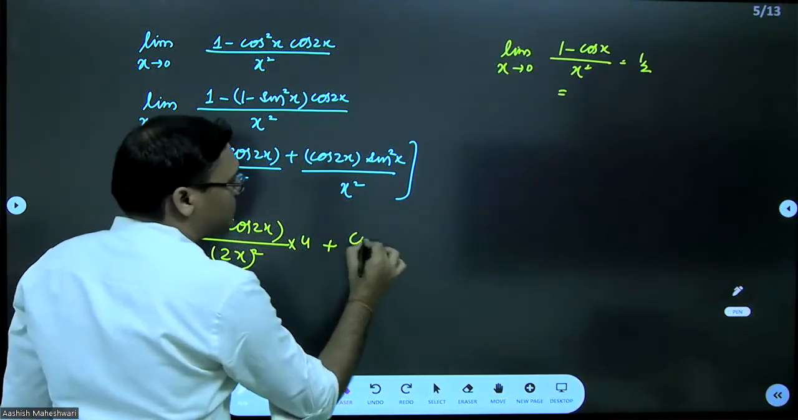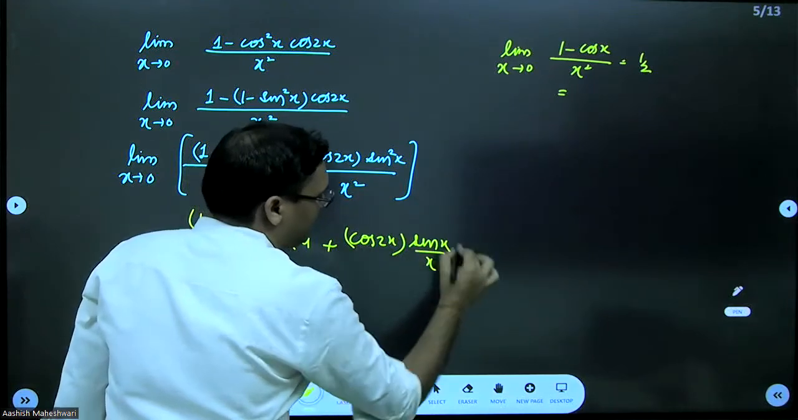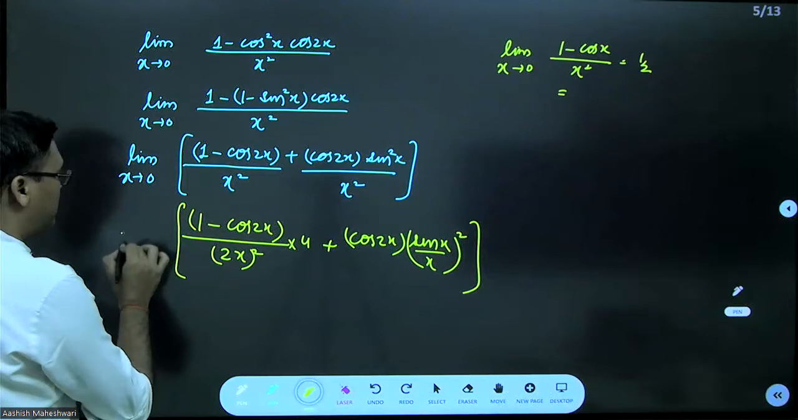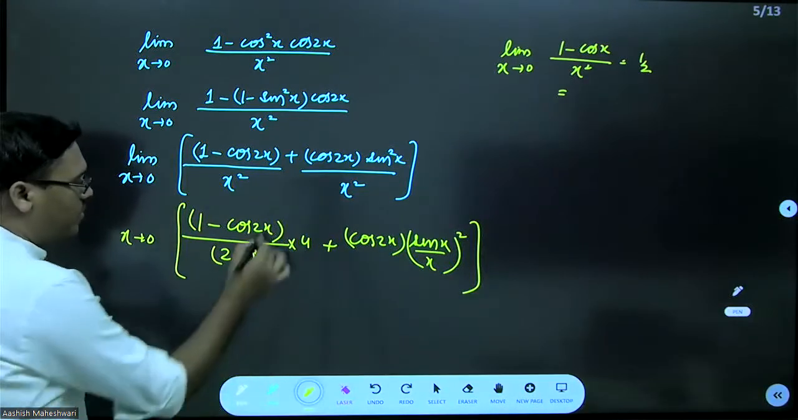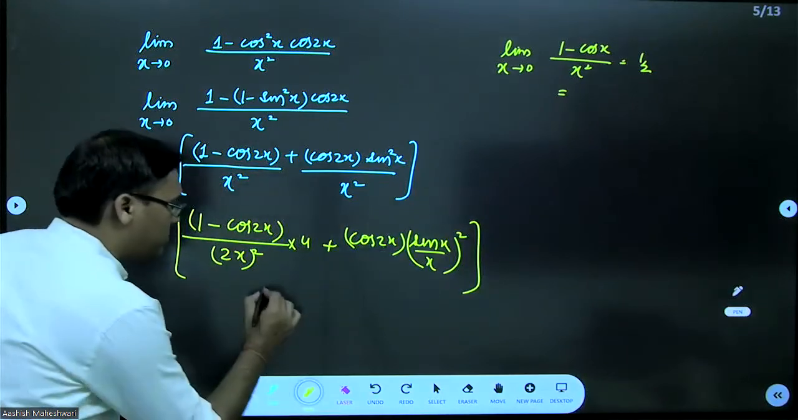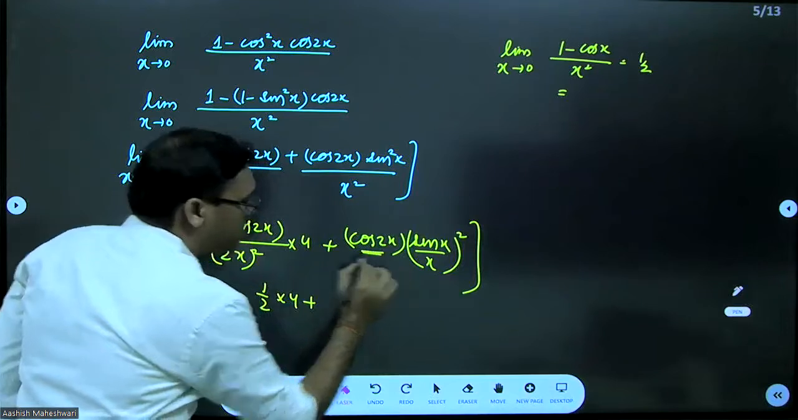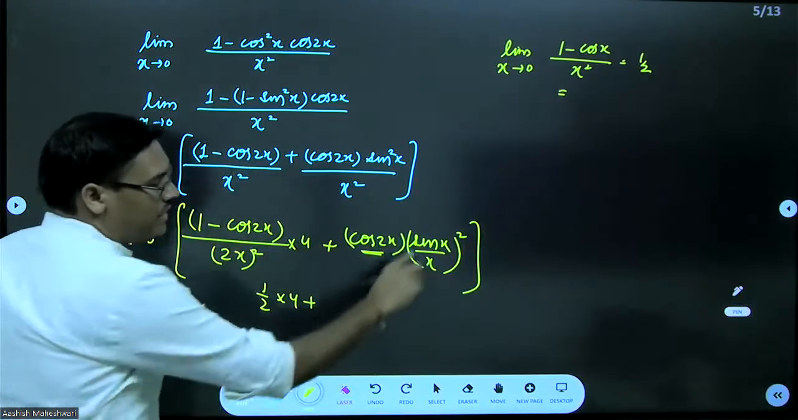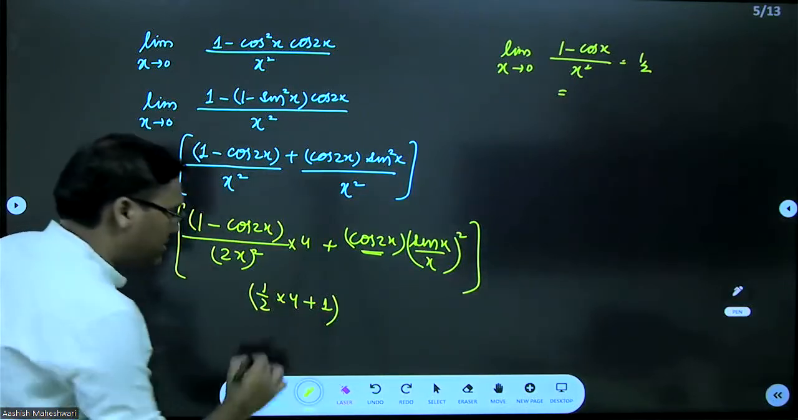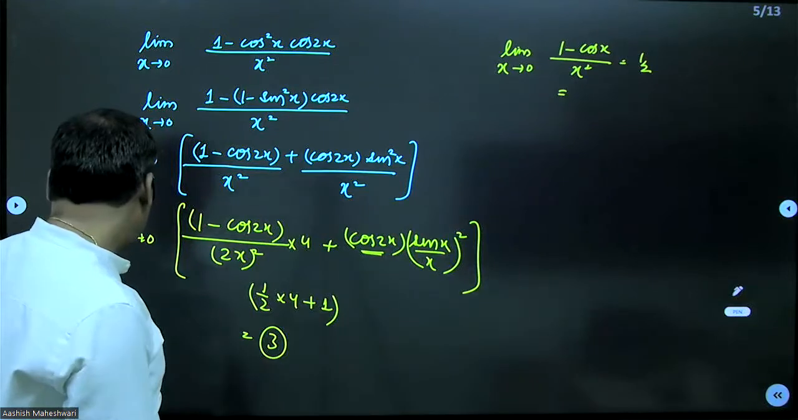Plus this is cos 2x into sin x by x whole square, limit x approaches 0. And now see, what is this value? This is 1 minus cos t upon t square form, which is 1 by 2. So this is 1 by 2 into 4 plus cos 2x. What happens as x approaches 0? Cos 0 is 1, and as x approaches 0, sin x by x is equal to 1, so this will become 1. So what is the answer? This is equal to 3. So this is the answer for this limit.